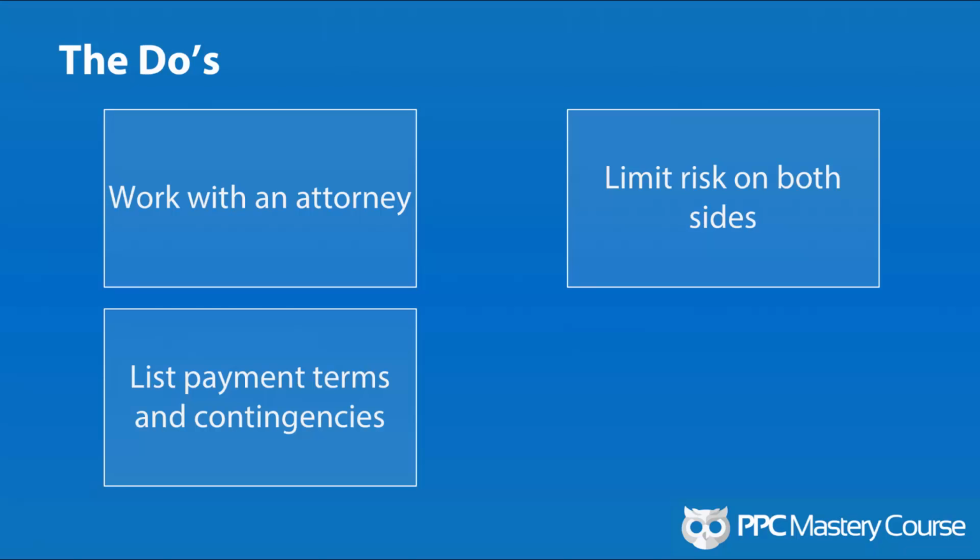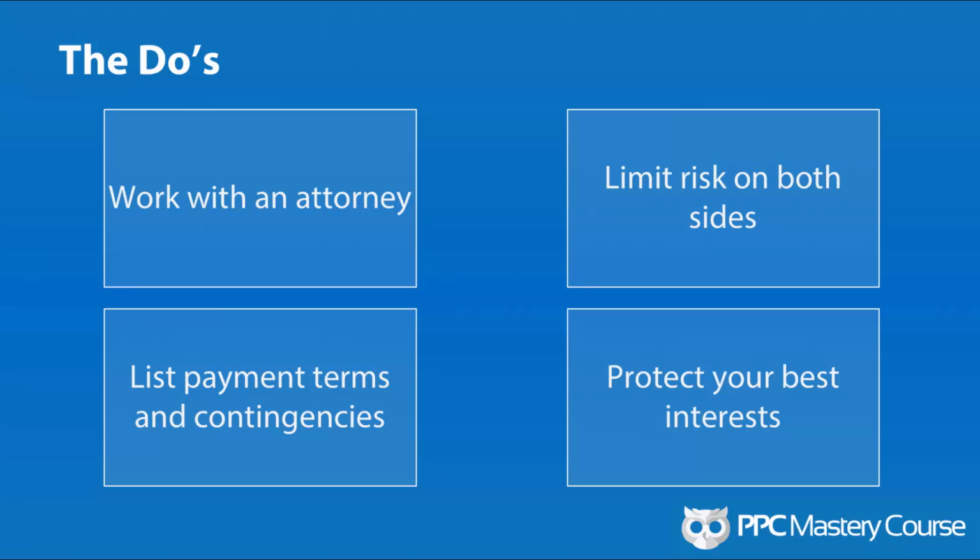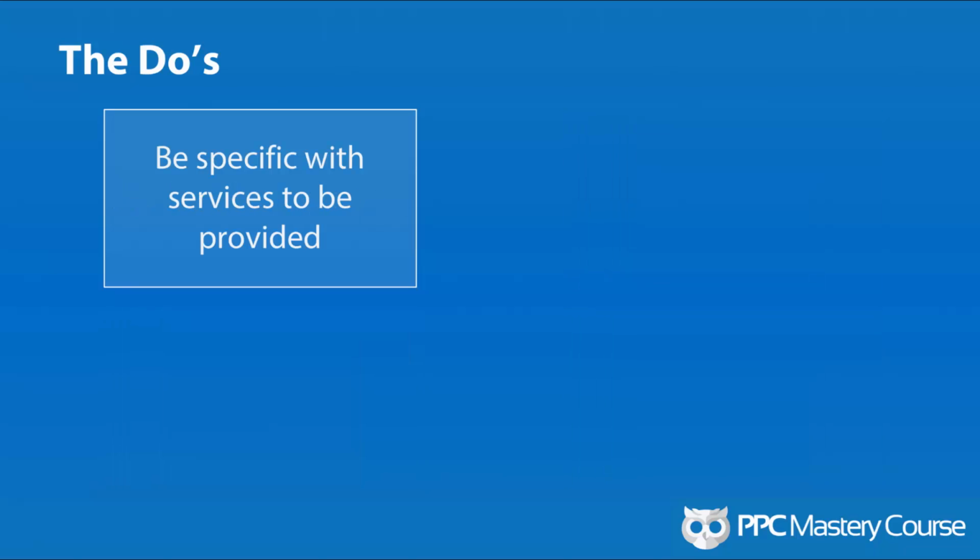Do list your payment terms and contingencies for that payment. When should you get paid, and how do you know that you are eligible to get paid? What do you need to execute in order to get paid? Protect your best interests. If you're looking at a contract, whether you're a client or a service provider, make sure you're protecting your best interests, the interests of your company, especially the interests of your company.